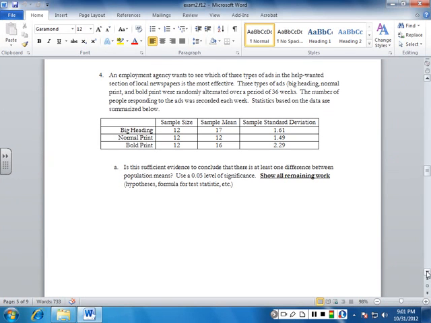I'm going to actually scroll this up. You can see here it's looking at the difference between adds. There's 3 types of adds, they've been randomly assigned, and we've got 12 per cell here. First thing is, there's 3 groups, and we have 3 means. You know we're going to be looking at an analysis of variance problem.